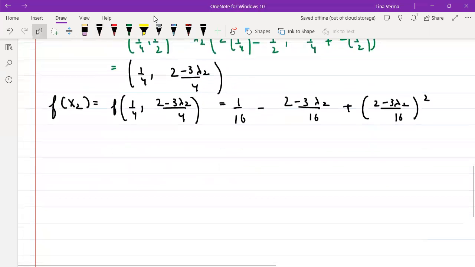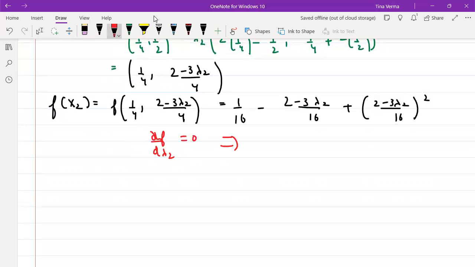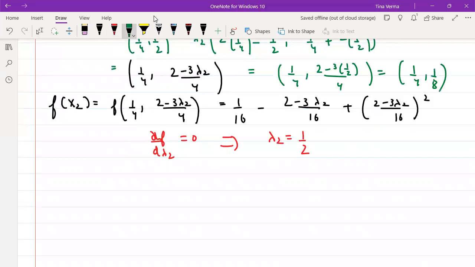The next step is to remove lambda 2. So for that, what we will do? We take del f by d lambda 2 and equate it to 0, and you will get the value of lambda 2 as half. So that means x3 is coming as 1 by 4, (2 minus 3 into 1 by 2) by 4, and you are getting the point 1 by 4, 1 by 8. So the next point that you got, x3, is 1 by 4 and 1 by 8.